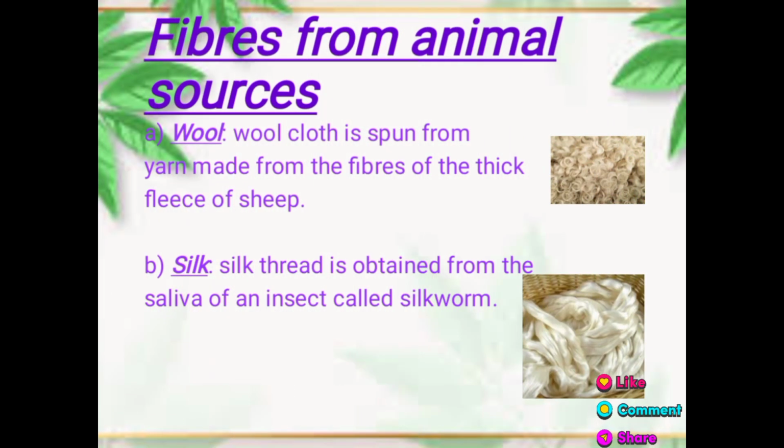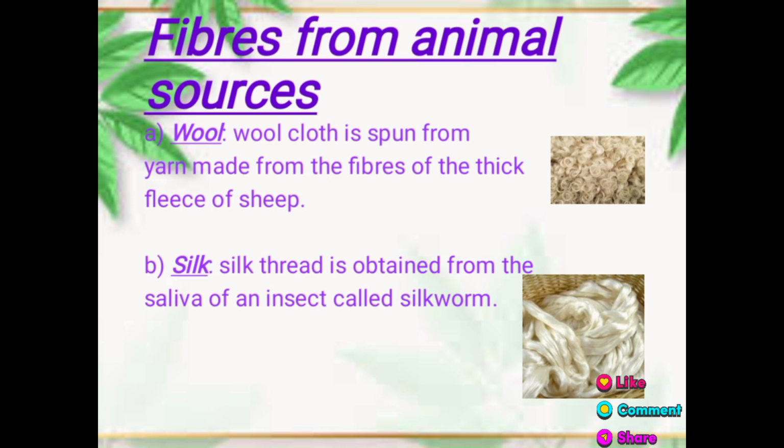Now fibers from animal sources. First one is wool. Wool cloth is spun from yarn made from the fibers of the thick fleece of sheep. You already know about wool, and this wool is obtained from sheep. This is the fleece, that is the thick hairs of the sheep. We use woolen sweaters, woolen bags, woolen jackets for wearing, and for blankets also we use wool fibers.